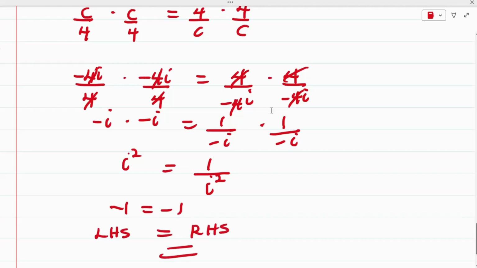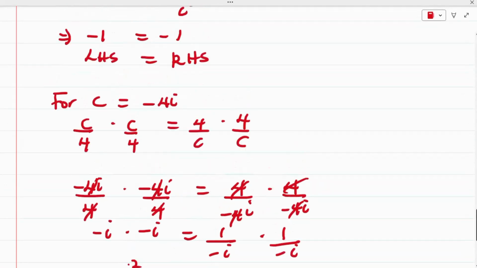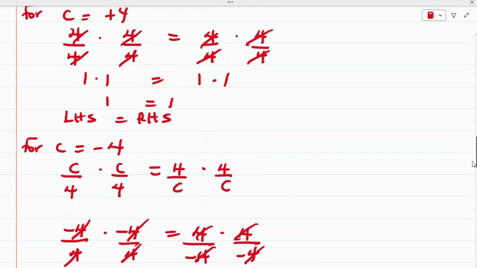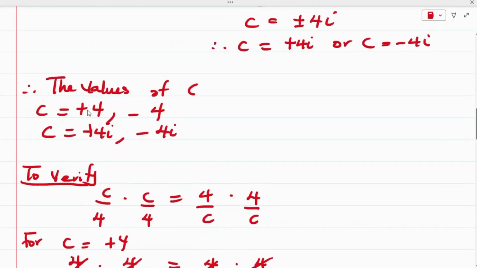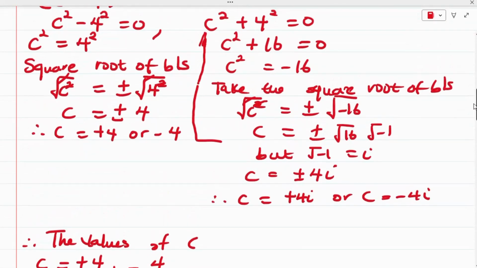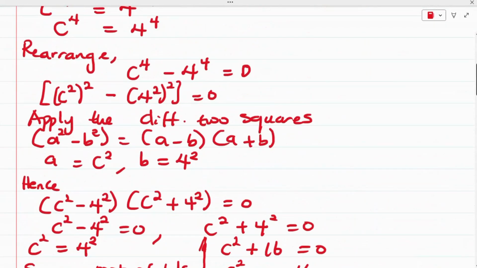And we have been able to verify for all of the values of c. So therefore the values of c right here are c equals plus 4 and minus 4, and c equals plus 4i and minus 4i. And we have been able to simplify this question right here.